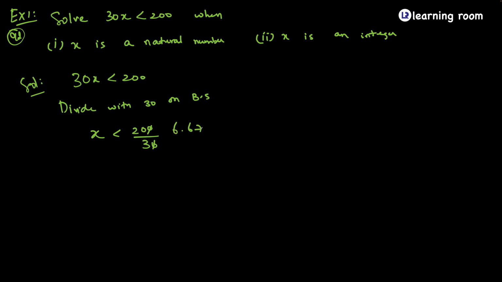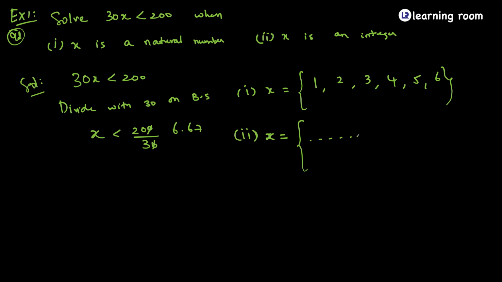So for the first case, if I have to write x as a natural number, x will be equal to 1, 2, 3, 4, 5, 6, because x is less than 6.67. What are all the natural numbers less than 6.67? 1 to 6. Suppose they say that x is an integer, then what is the set going to be? x will be equal to, it starts from minus infinity, then minus 3, minus 2, minus 1, 0, 1, 2, 3, 4, 5, 6. Basically, it's an infinite set. So you can write it in this way. Did you understand?